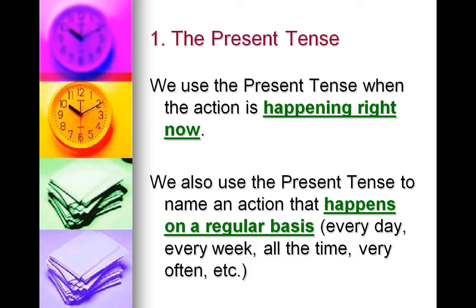We also use it for an action that happens on a regular basis, meaning like every day, every week, every year. For example, every Thanksgiving, my family eats lunch together. That verb eats is in the present tense, even though it's not Thanksgiving right now, and I'm not eating right now, because it happens every Thanksgiving. That's a regular basis, so I've used the present tense.